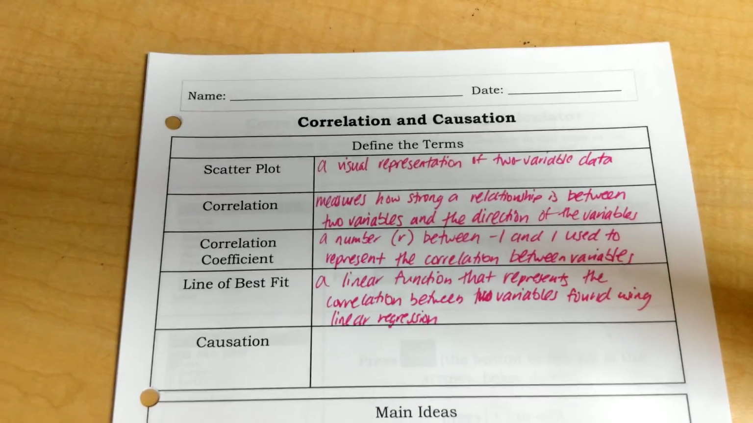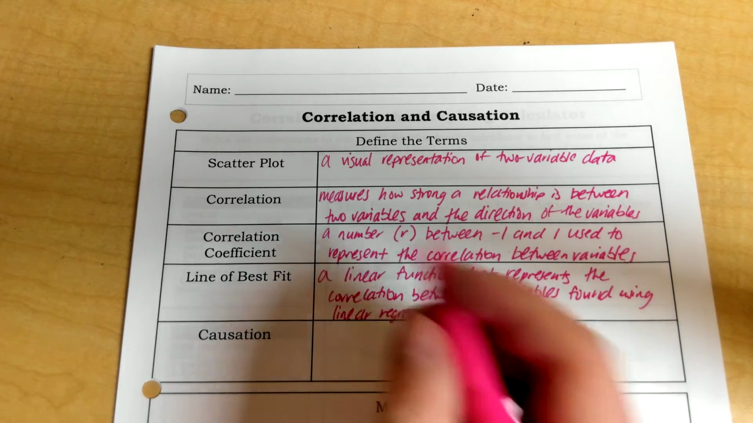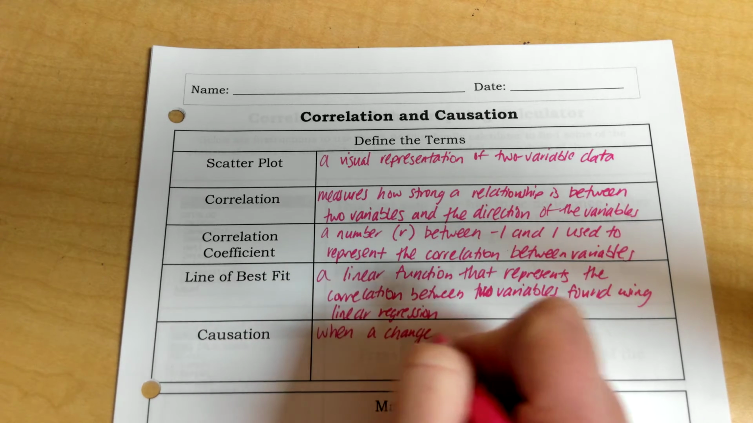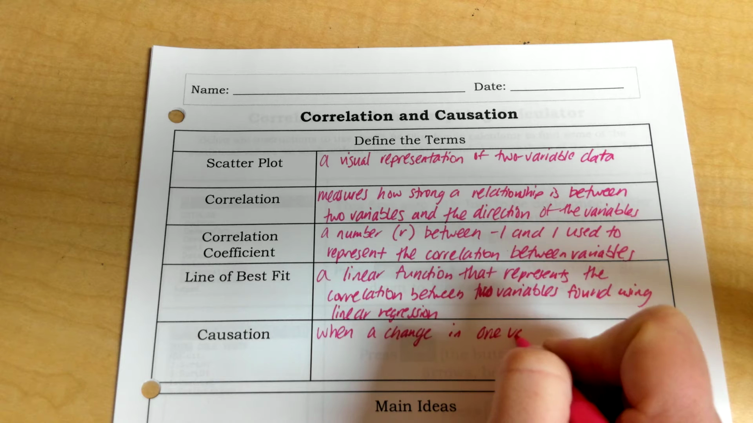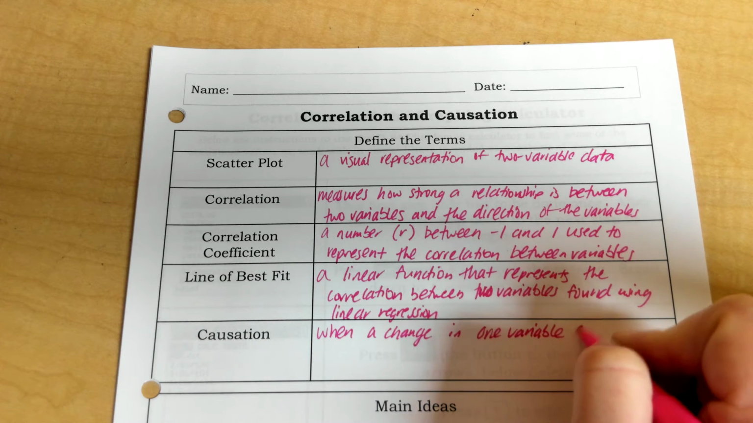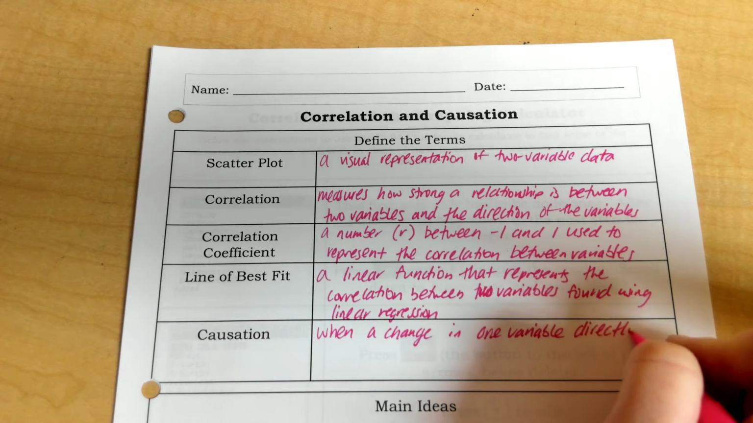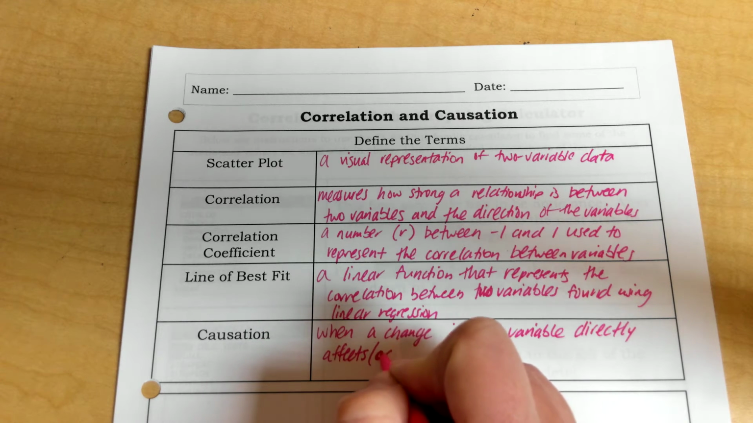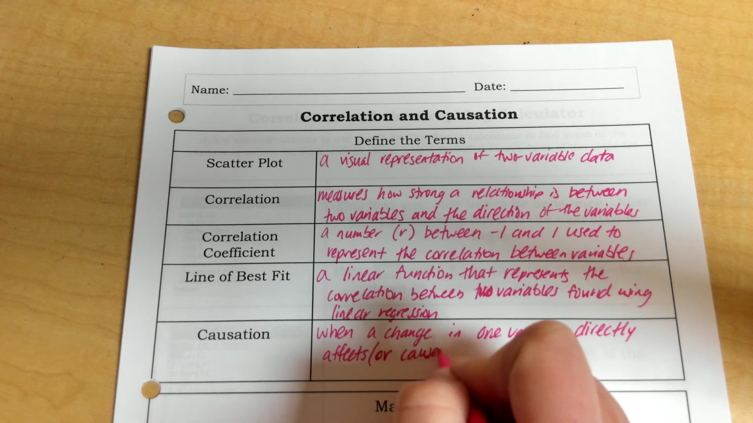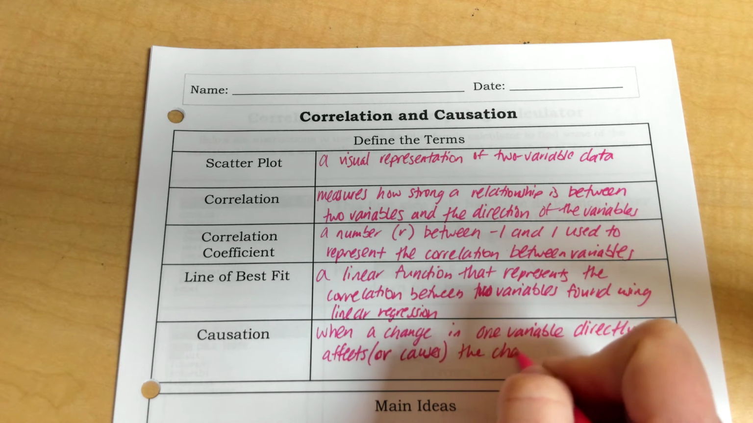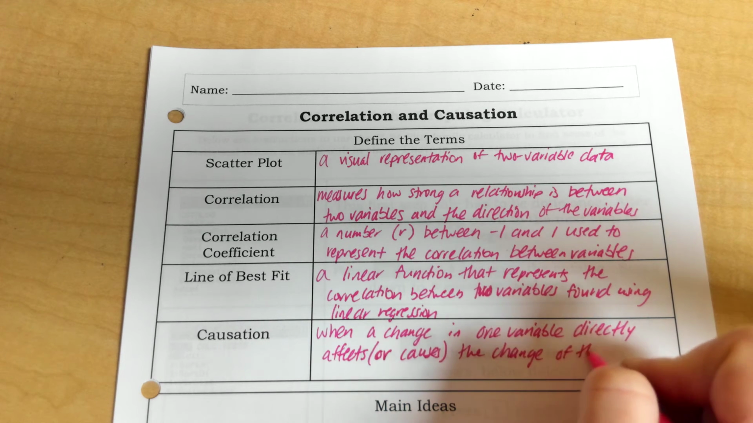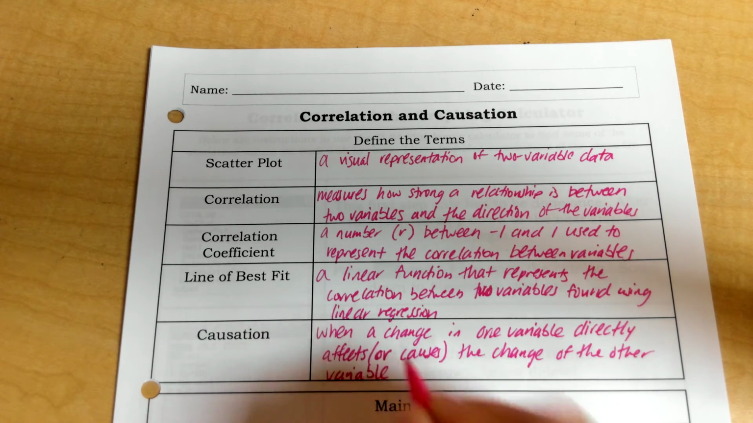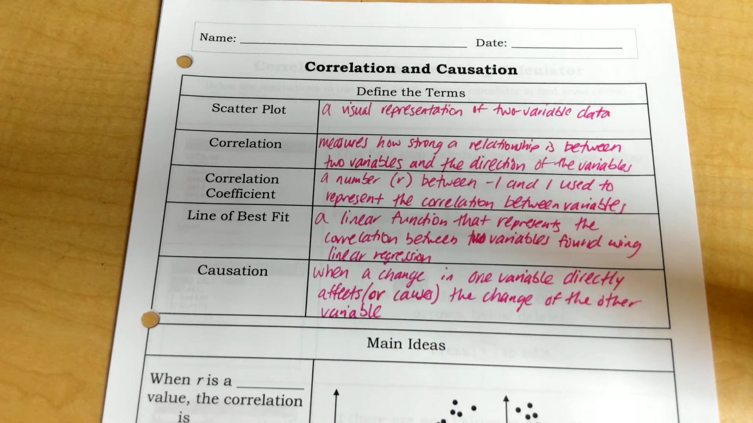Okay, and then the final piece of the puzzle is the causation. So causation is when a change in one variable directly affects, or you might think of it as causes, the change of the other variable.